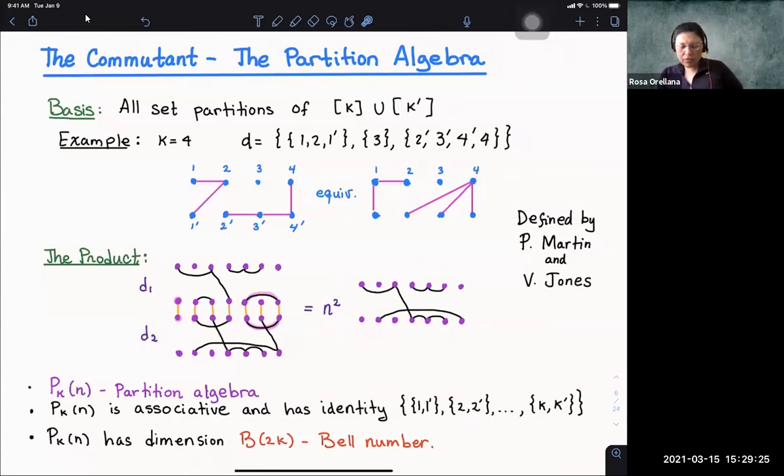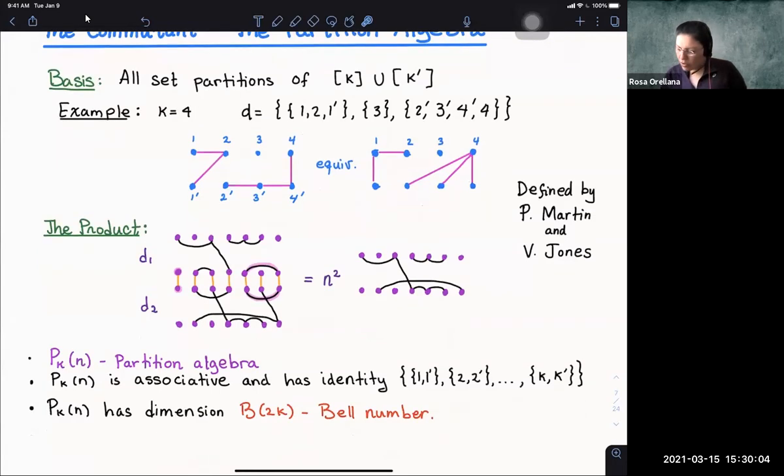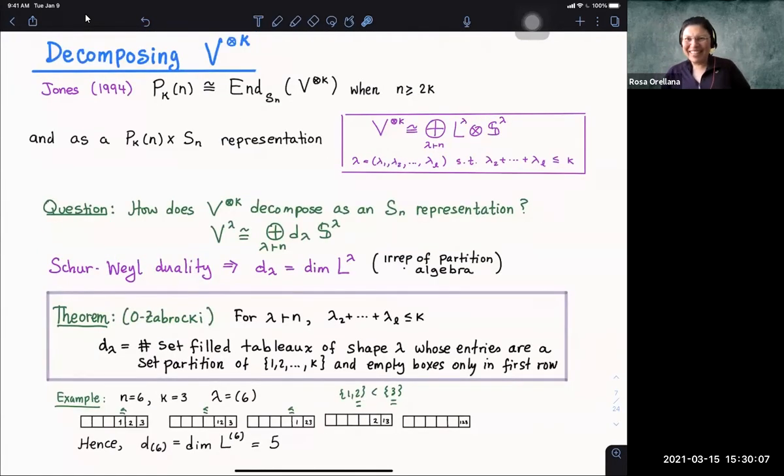What I want you to remember from this picture is that there are 3 layers, because you're putting one on top of the other, and there are these middle parts that you have to factor in. We will use the symbol P_k(n) for this algebra. It is associative and it has an identity, which is just the one that connects the tops. And the dimension is the Bell number, the number of set partitions of a set with 2k elements. So that's almost 2 more slides and then the break.